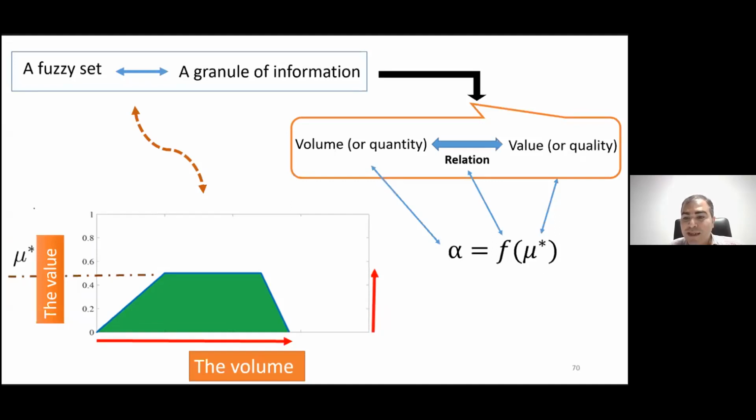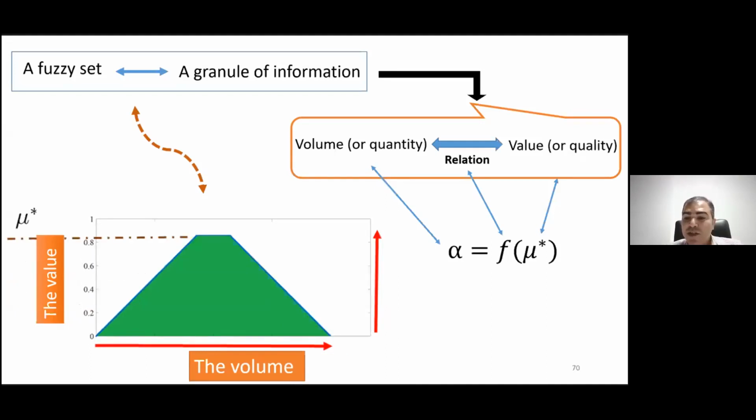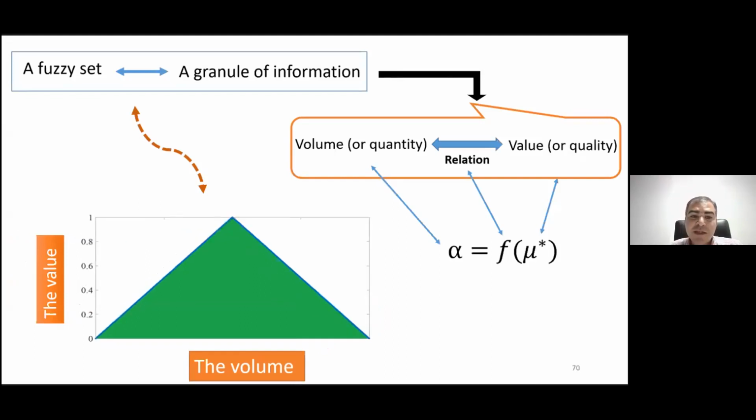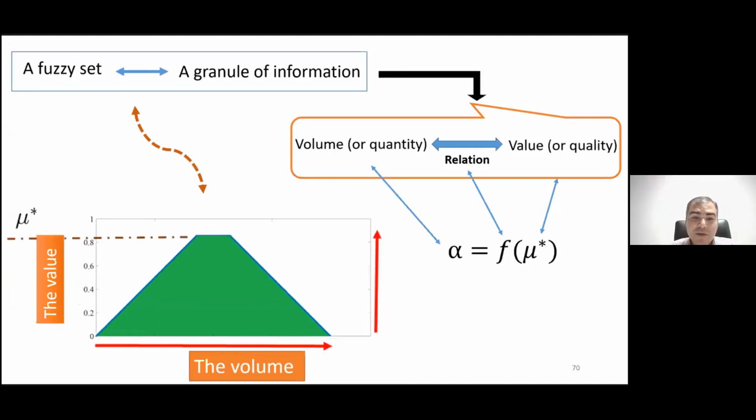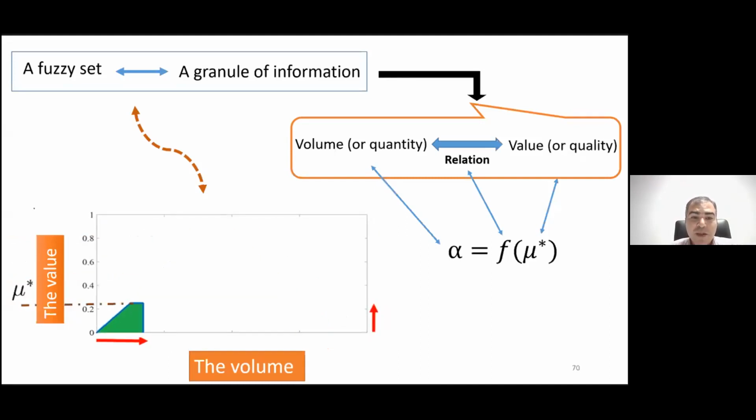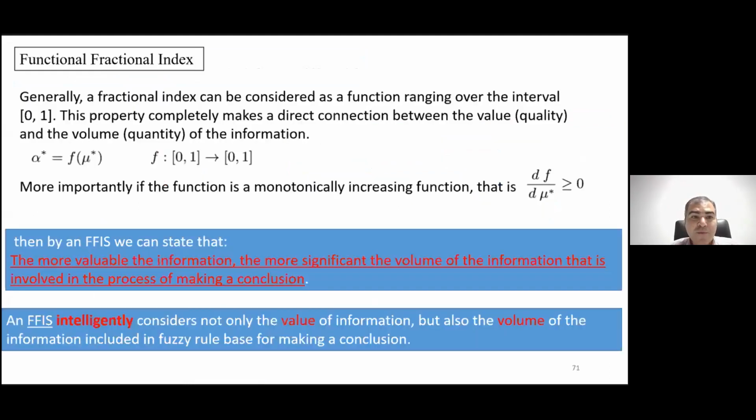It should be noted that a membership function is called a fractional membership function if there is a relation between the value and volume of information when the membership function is in active mode. For example, this membership function is a fractional membership function because there is a relation between the value and volume in this membership function. A fractional index can be considered as a function ranging over the interval 0 and 1. This property completely makes a direct connection between the value or quality and the volume or quantity of the information.